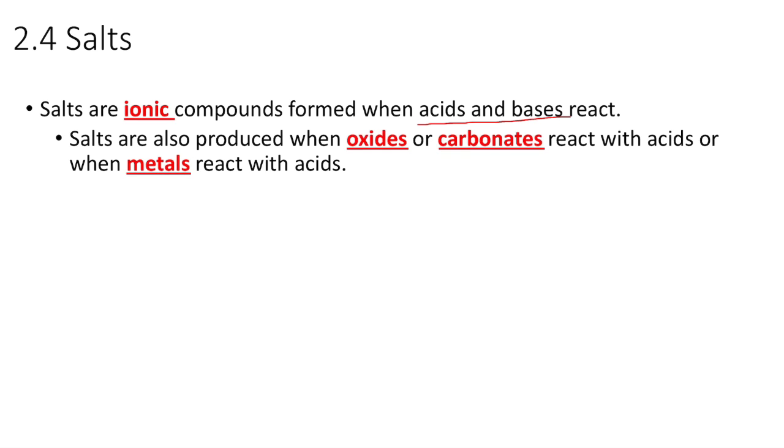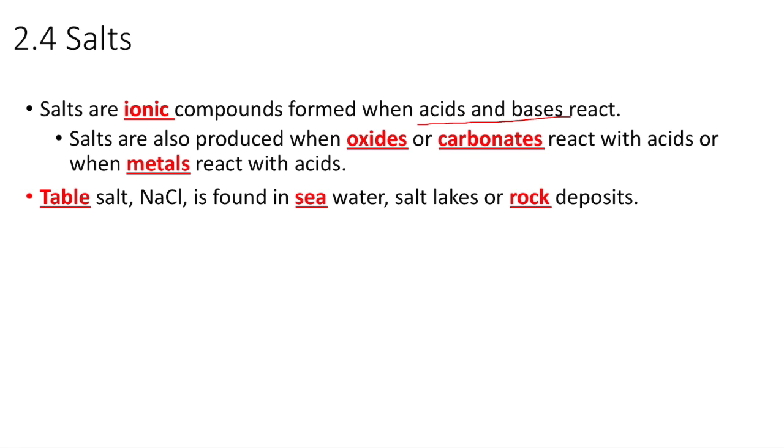Salts are also produced when oxides or carbonates react with acids or when metals react with acids. So don't stress too much about the terms oxides or carbonates. It's more just knowing that a salt is produced when these react with an acid. Table salt, NaCl, is found in seawater, sea lakes, or rock deposits.